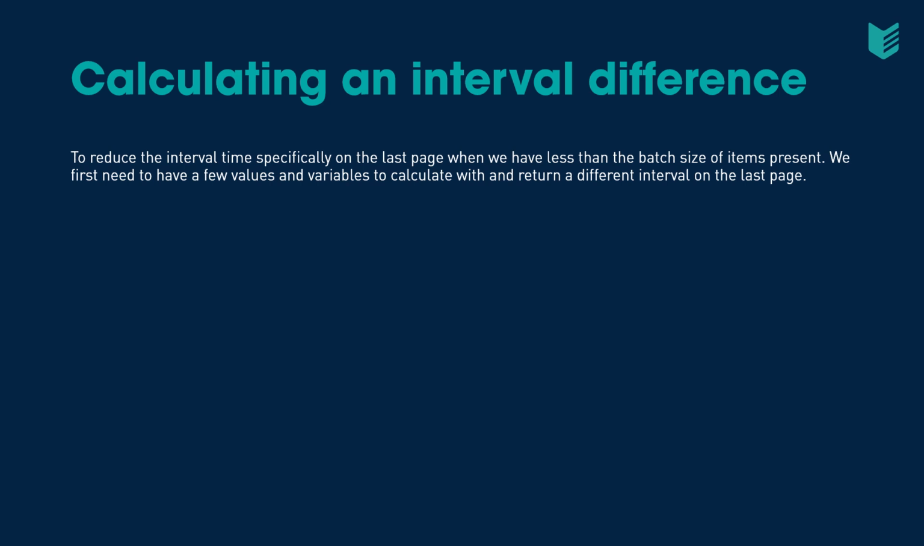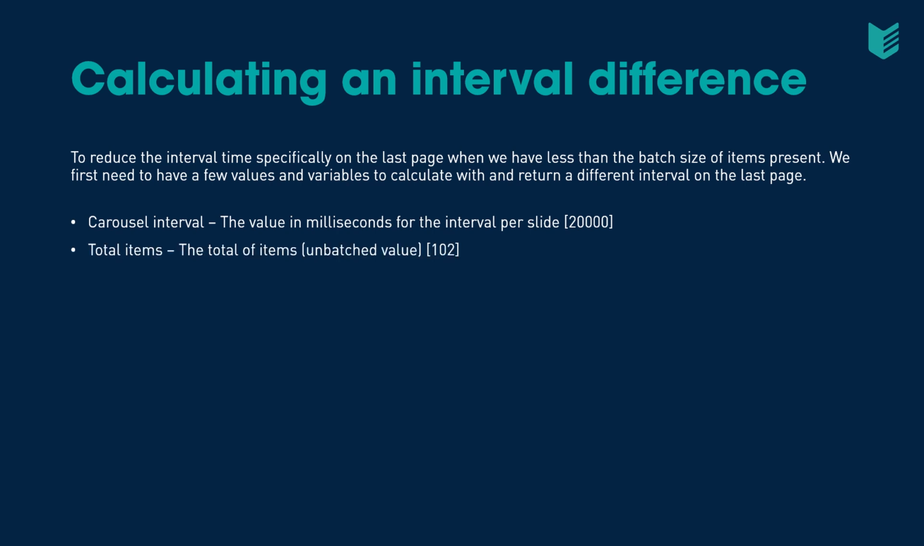We can do that, but we need to provide a few variables first because we need to know a couple of things before we can make the calculation. We need to know the carousel interval overall. In this case, we've set it as 20 seconds, but it's represented in milliseconds because it's using a JavaScript plugin. We now need to know the total items before they're batched. That's the total of items we're going to have across all pages, but we haven't set the batch size yet, so that's the total of items unbatched. In this case, 102. Now we need to know the batch size, which is the max number of items per page, and we're going to set that to 10.